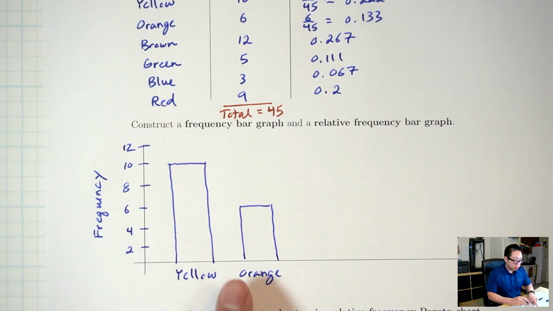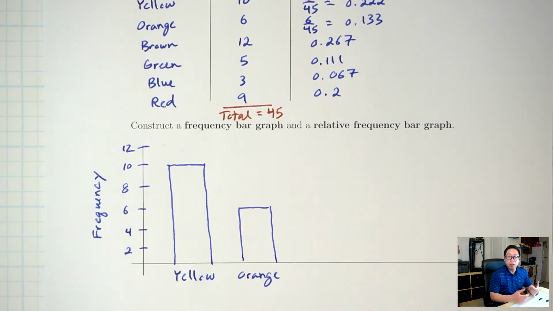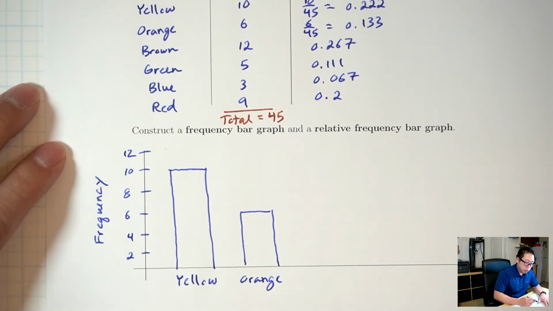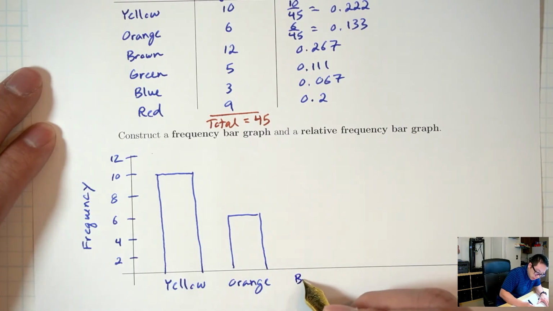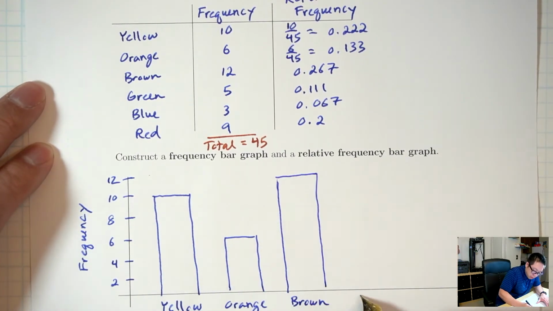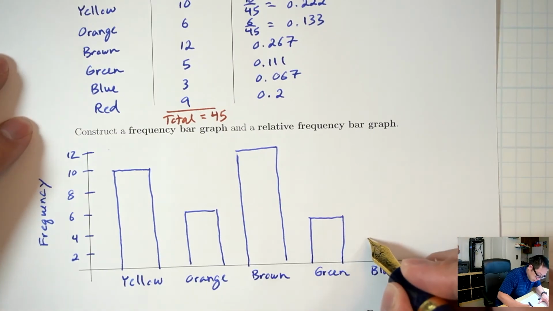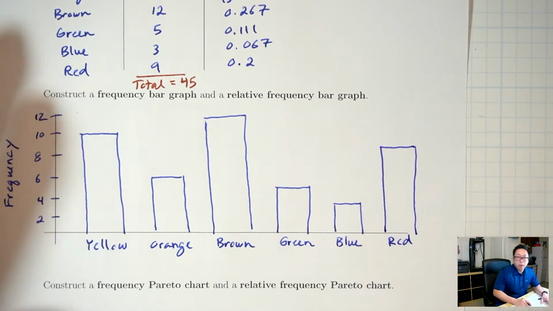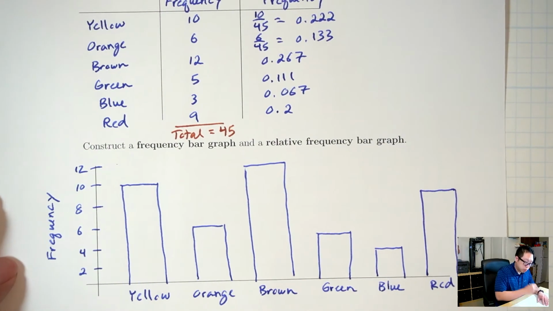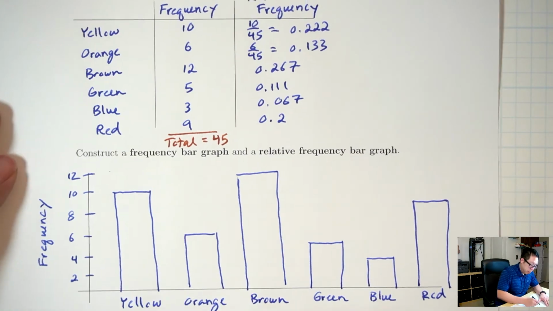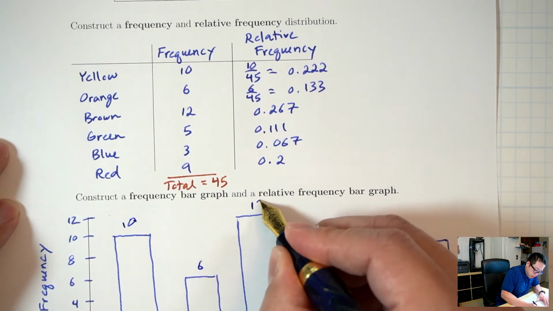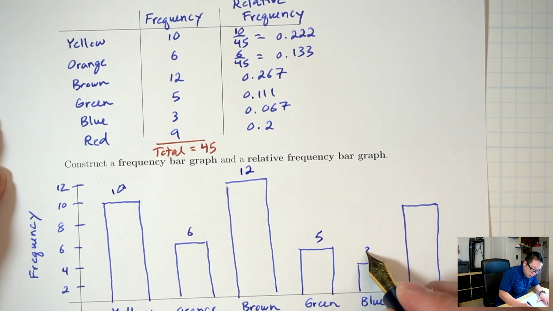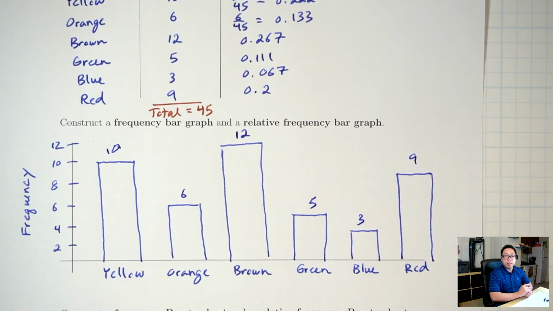Okay, notice that my bars have gaps. When we talked about quantitative data and histograms, remember that the bars have no gaps, they touch. So here, for qualitative data, the bars are going to have gaps. Next up is brown, green, blue. Okay, and then to help my reader, I'm going to label the bars with the frequencies. Yellow was 10, orange was 6, 12 for brown, 5, 3, 9. Okay, that's a frequency bar graph.